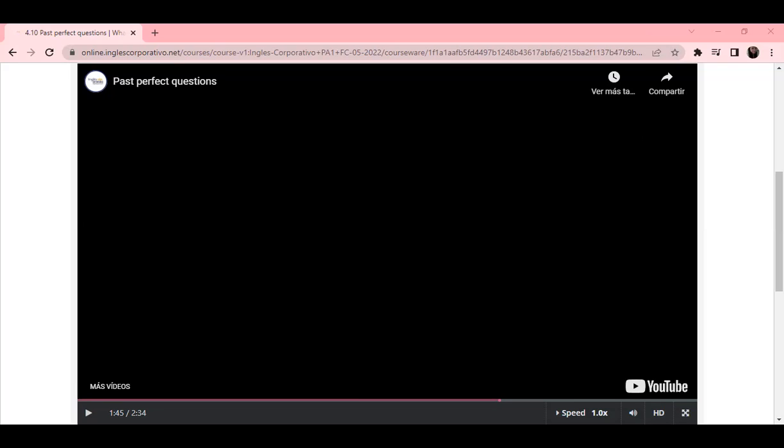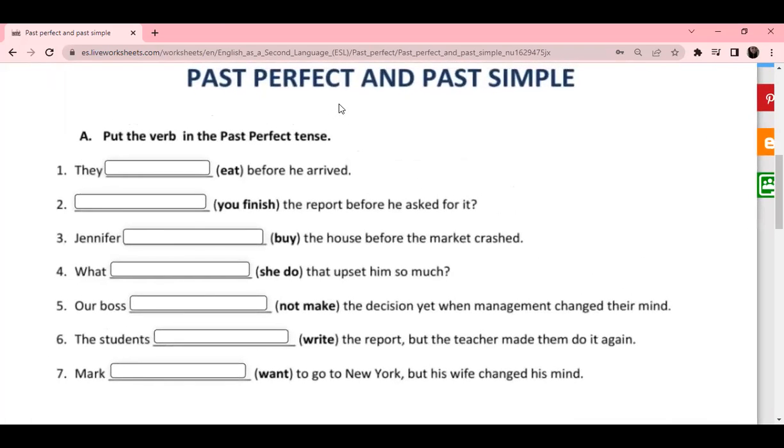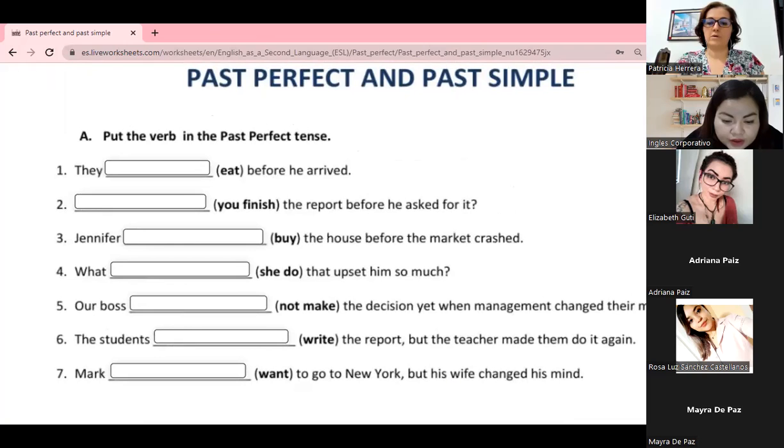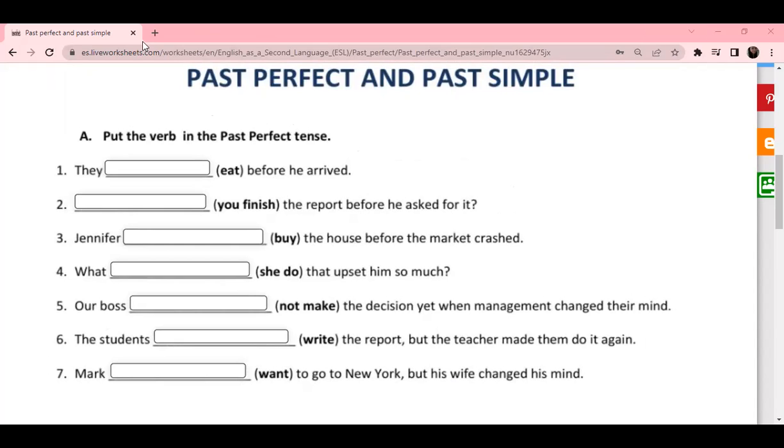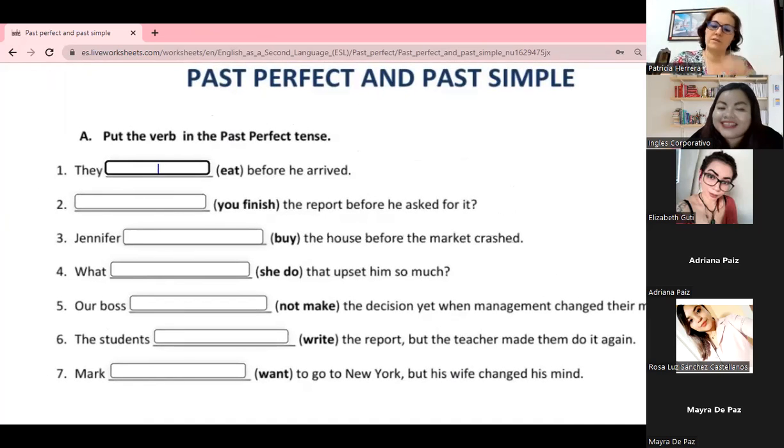Exactly. Now I'm gonna show you here an exercise. I'm gonna show you two exercises, right? With the past perfect. Can you see my computer? Yes, okay. Perfect. So we have there exercises with the past perfect and the past simple, right? Now, the first one is pretty easy because it tells us to put the verbs in the past perfect tense. Easy. So let's go ahead and do that. What would you put in the first one? We have seven sentences and we have one to seven people here, which is good.